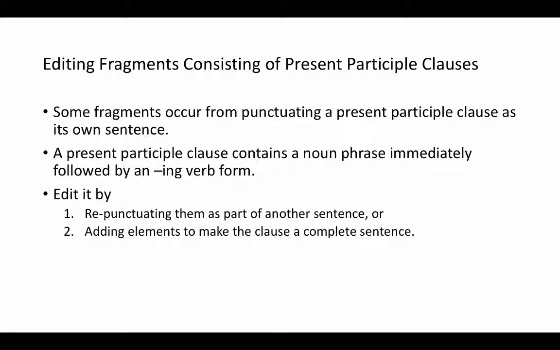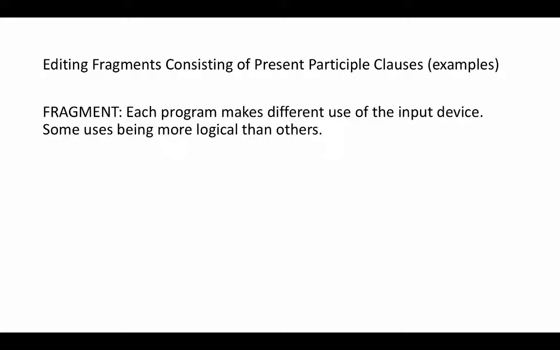Some fragments occur when we punctuate a present participle clause as its own sentence. Again, more technical language. So to define it, a present participle clause is a noun phrase that's followed by an -ing verb. You can edit it by repunctuating it as another sentence, or add elements to make the clause a complete sentence. Let's look at an example.